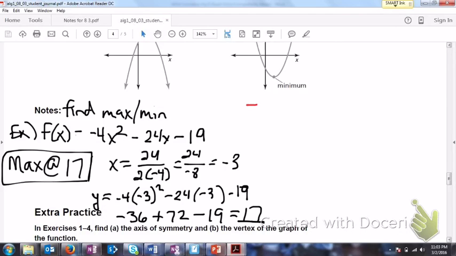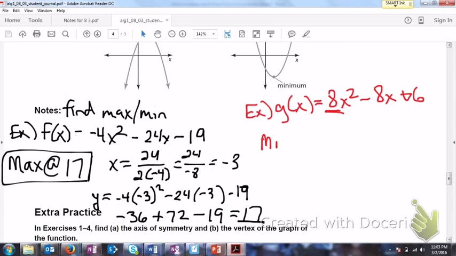Pretty exciting. Let's do one more. Like this. Here we go. Let's say that we have g of x equals 8x squared minus 8x plus 6. Well, notice it's a positive 8, so that means we have a minimum. Where's that minimum at? Let's figure it out. We got to find the y value. First, you have to find the x value. x equals negative b over 2a.